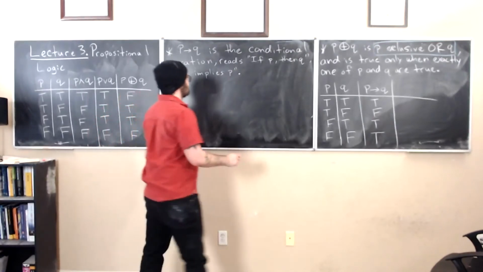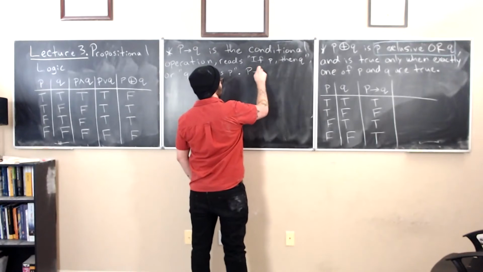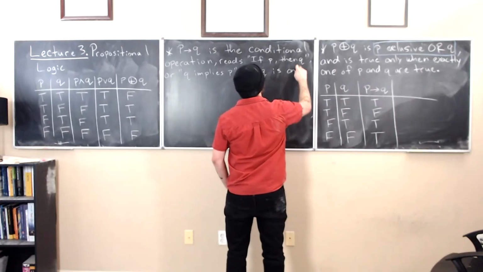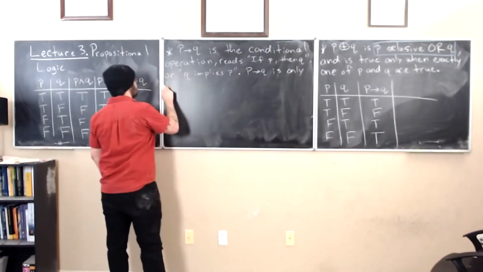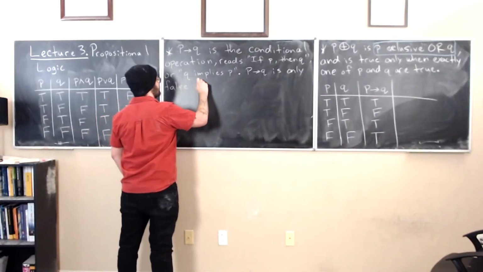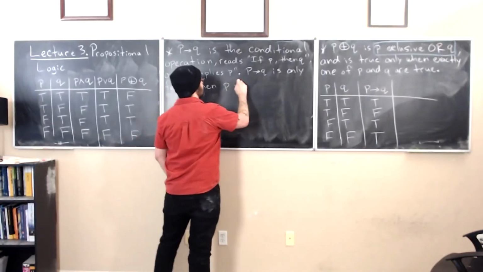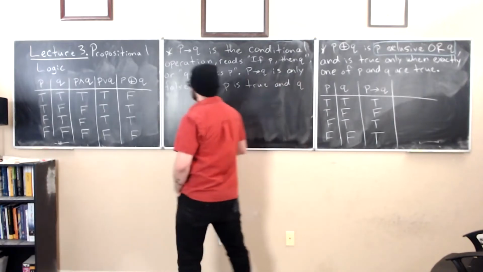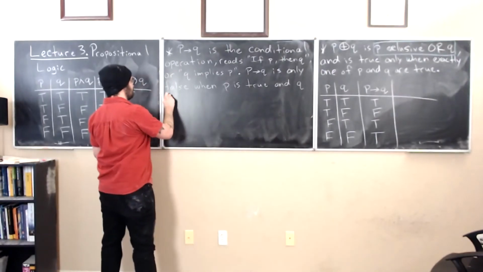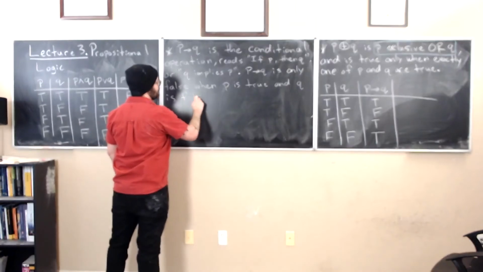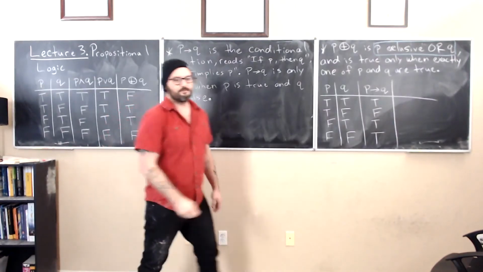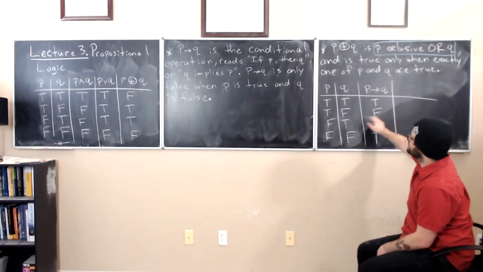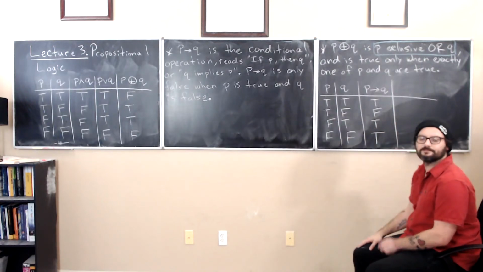And is true, so if P, then Q, maybe I'll say is only false when P is true and Q is false. That seems an appropriate way to define it, right? If we look at the rows of our truth table, we see that the only place where it is false is when P is true and Q is false.